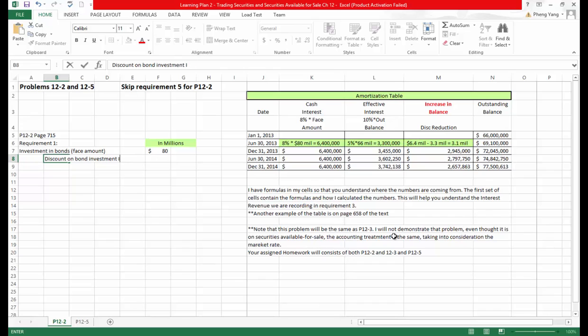Which is our difference. And I won't put that in yet. And then the cash that we paid, price of bonds. Okay, so the price for the bonds were 66 million. So our discount then was $14 million. Okay, so that is requirement 1.